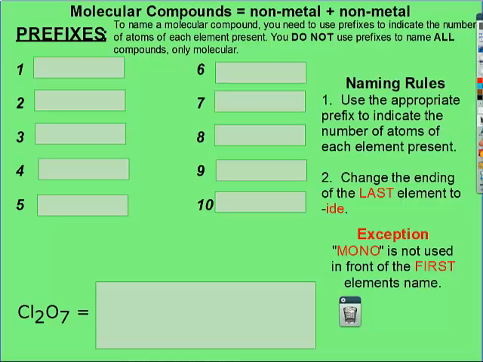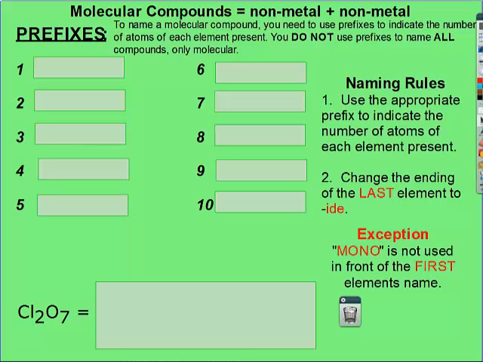Okay, so you should have your note packet in front of you. Starting from the top, it says molecular compounds is equal to on your paper. So look at the top of this slide. Molecular compounds is equal to a nonmetal plus a nonmetal. Take a minute and write that.